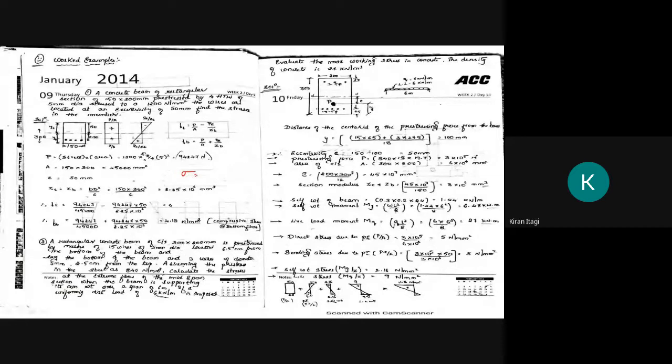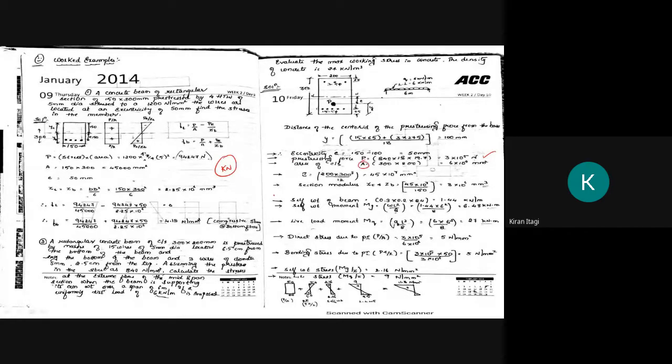P equals stress into area. Stress, how much has he given? 840, multiplied by the area of the steel. How many bars are there? 18 bars, multiplied by pi d square upon 4. After calculating, you will get the total pre-stressing force, that is, the value of P, which is 3 into 10 power 5 Newton. It is not necessary to convert it into kilonewton. We will keep it in Newton only.